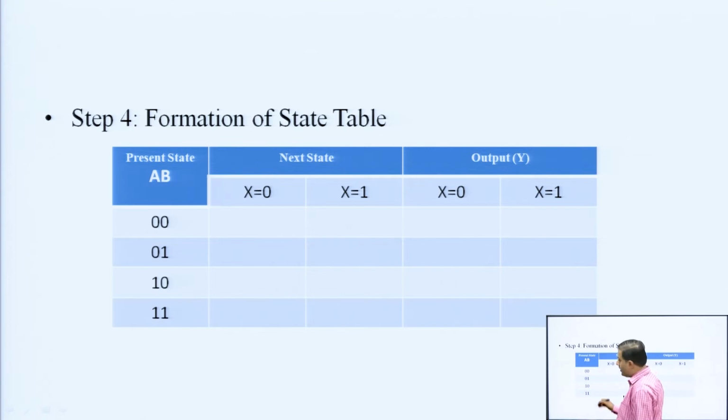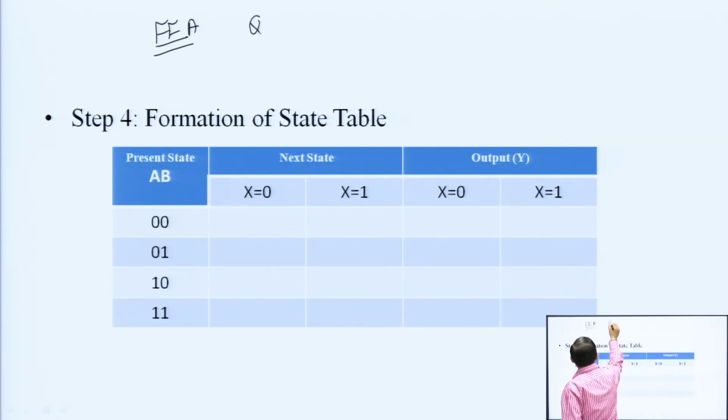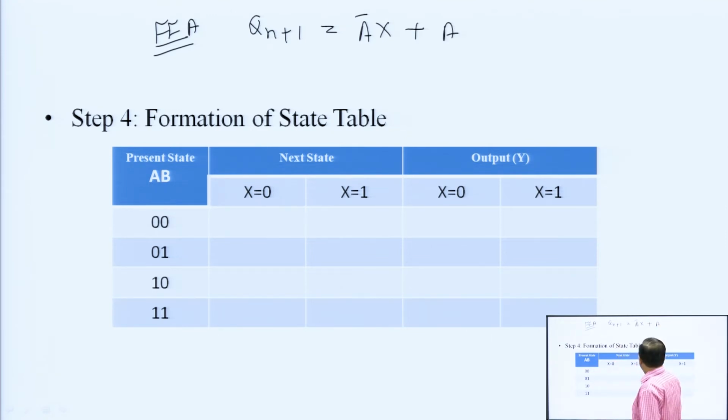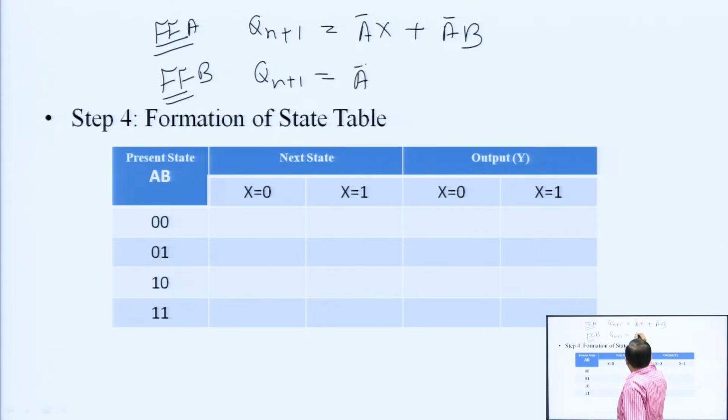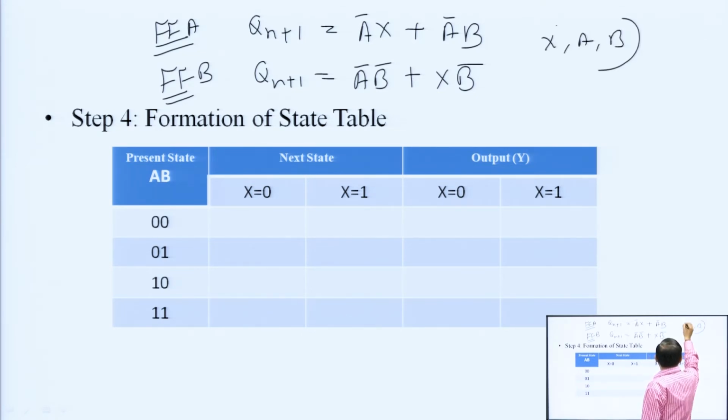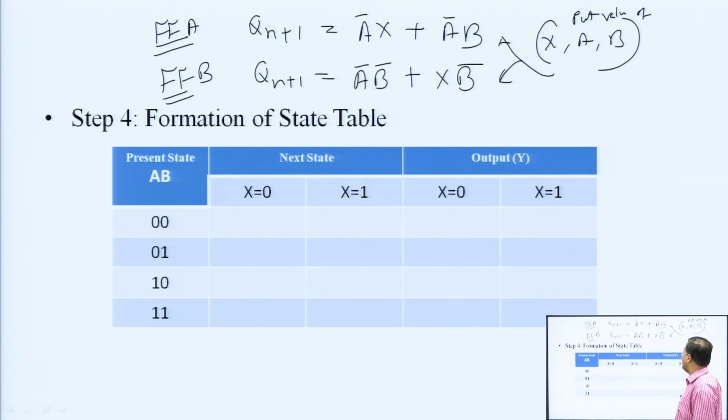Again I am writing the equation once more. For flip flop A, q n plus 1 is equal to a bar x plus a bar b, and for flip flop B we will be having a bar b bar plus x b bar. So, now we will be having the values of x, a and b, and like that we have to make this table. Just put the values of x, a and b in these two equations. Put the values of x, a and b into this equation. Okay. So, we will be having the values.